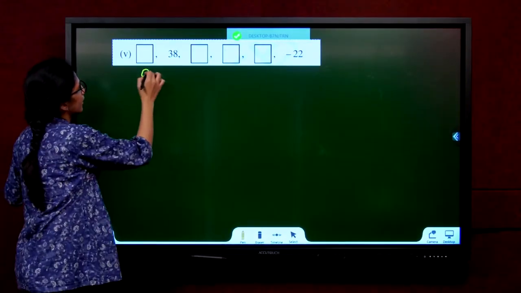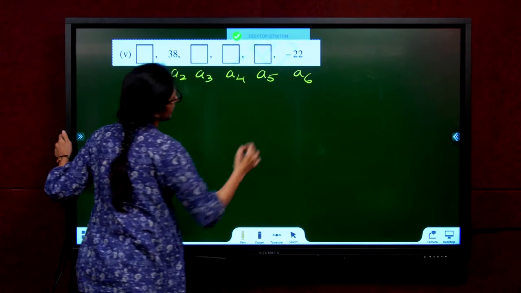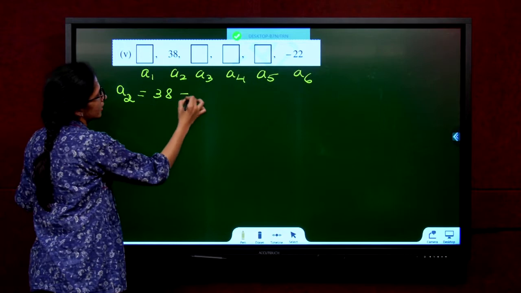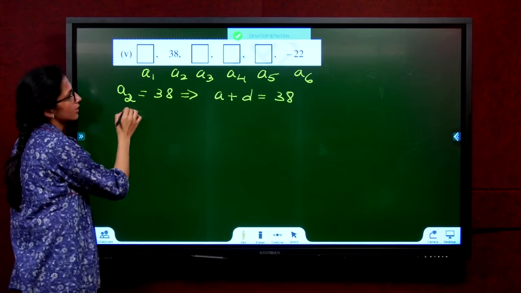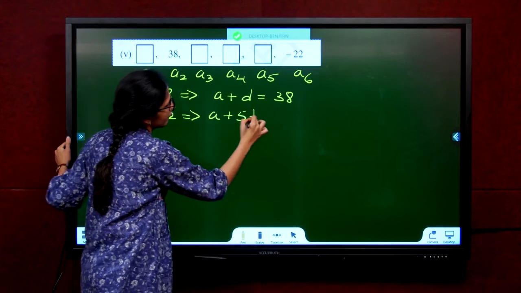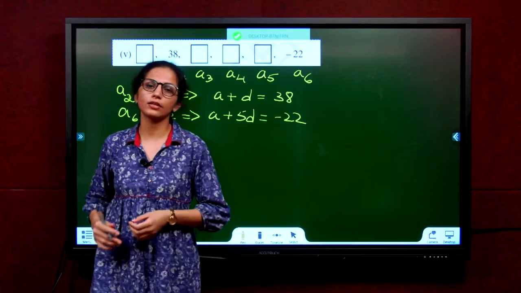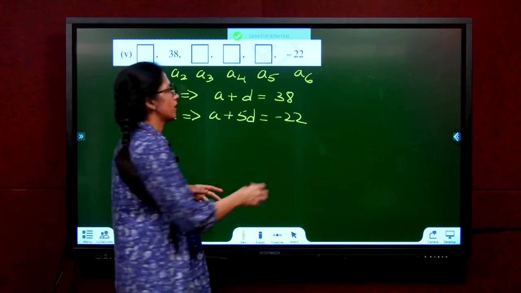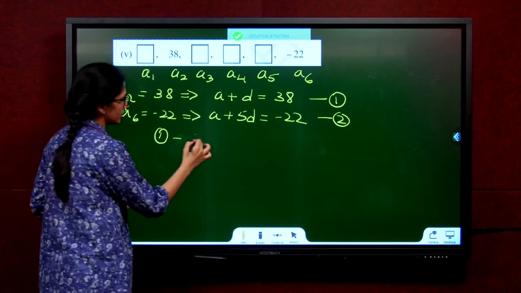Next one, A1, A2, A3, A4, A5, A6. A2 is 38. That implies A plus D is 38. Next, A6 is minus 22. That implies A plus 5D is minus 22. I always took equation 2 minus 1. This time we'll do 1 minus 2, so you understand both of them are equally good. You can do any method. So just for your understanding, 1 minus 2 we'll go for this time.